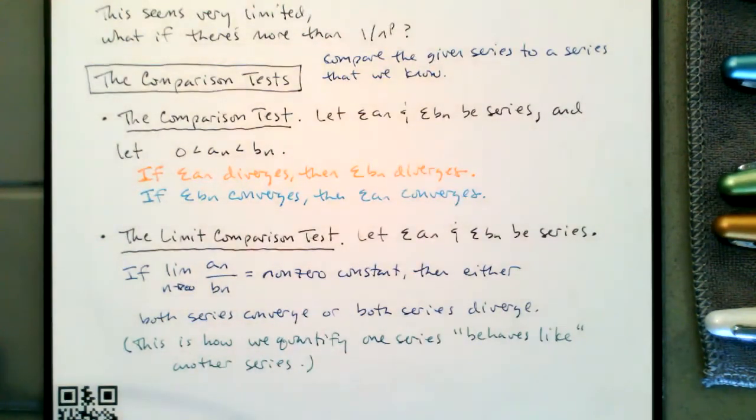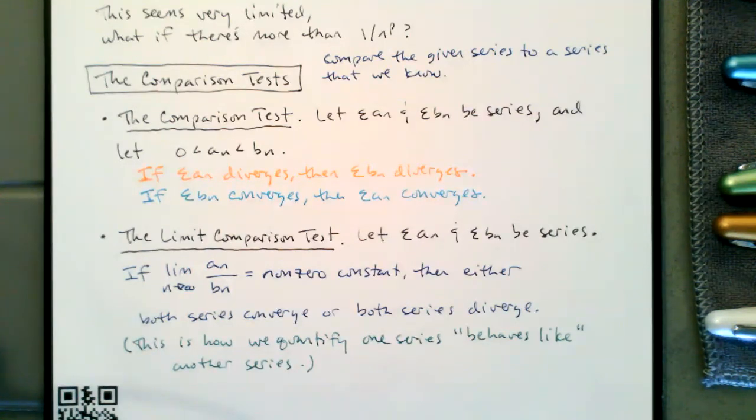And that's why our conclusion is: if one series behaves like another, then they'll both do the same thing. They'll both converge or both diverge. And that's really what we're getting after in both of these comparison tests.